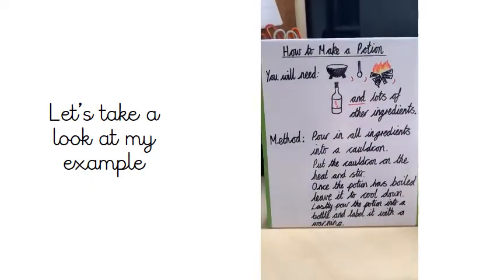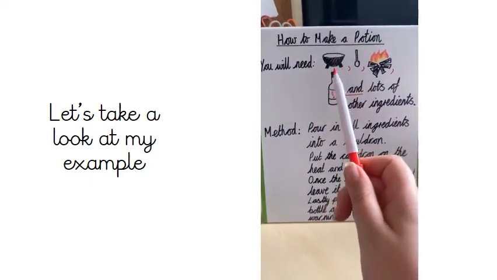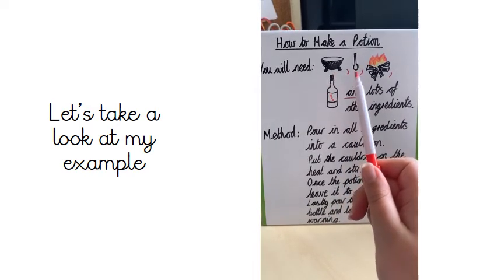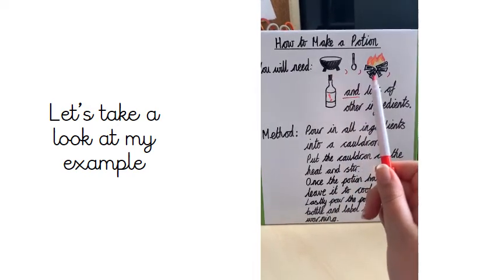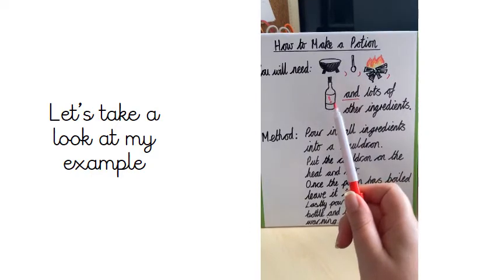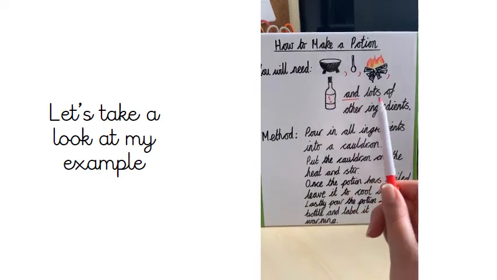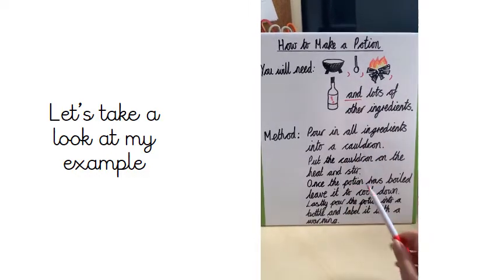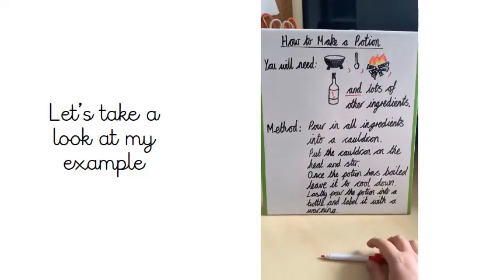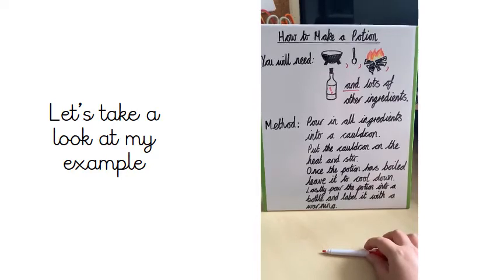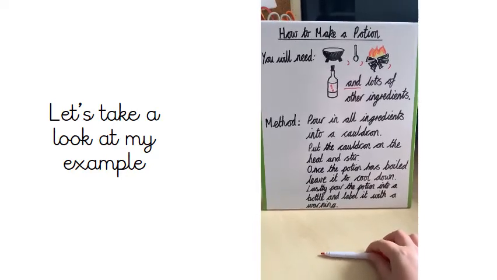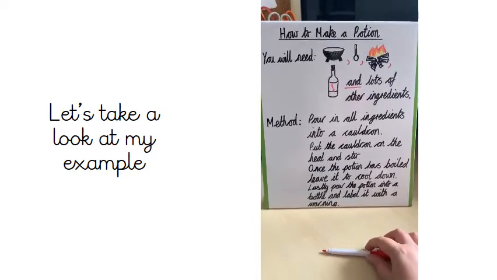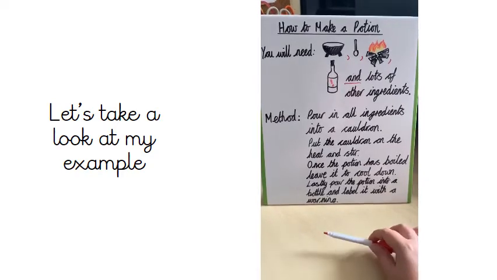Okay, so let's read it again. So I've got a cauldron, wooden spoon, fire, bottle, and lots of other ingredients. Okay, you can draw pictures of the other ingredients that you want. If you wanted to add some shampoo in, you could do that. Or in the story they use some lipstick and some paint. You can draw that if you wanted to, if you didn't want to write it.